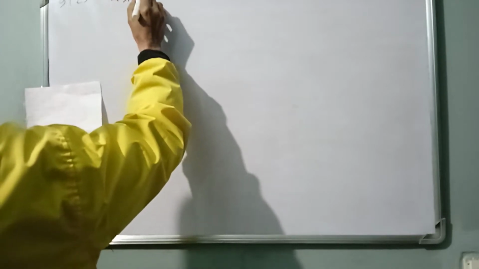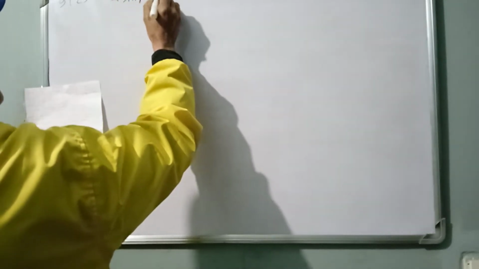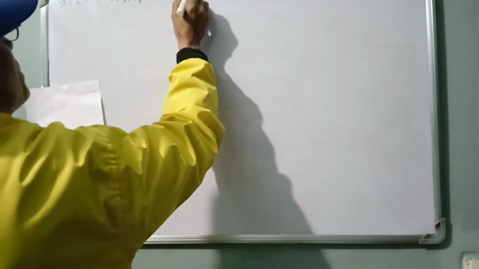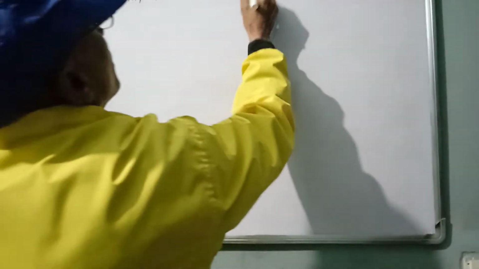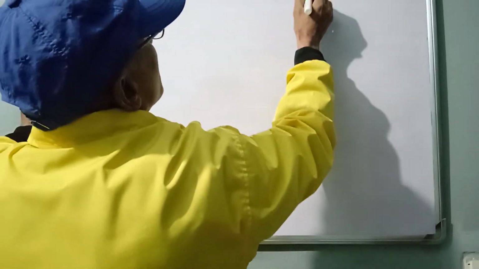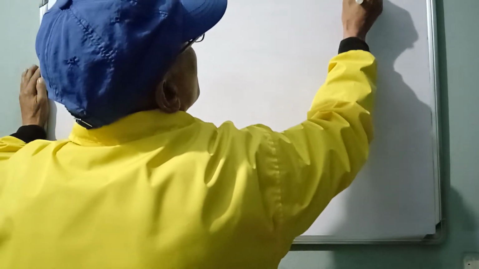2 sin beta plus root 3 equal 0. Just like that, you have to solve in the range 0 to 2 pi. If there is pi only, pi means 180 degree. If there is 2 pi, find the value of beta up to 360 degree.